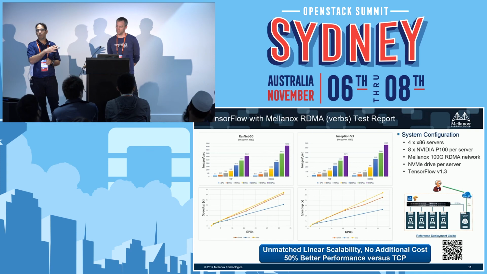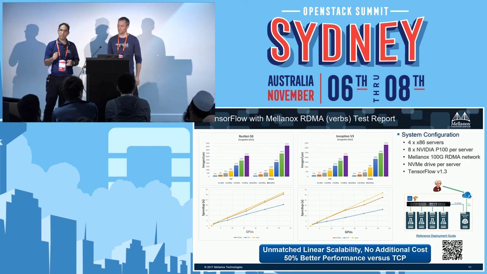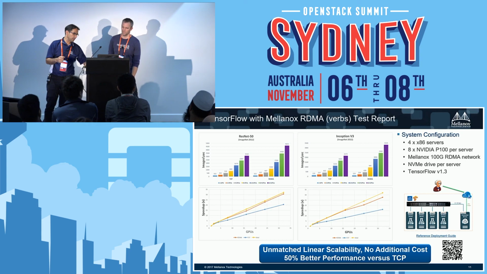Those machines are very expensive. The system here that you see is the reference architecture. You can find it on the web. Every server has 8 GPUs. 4 servers like that cost about $250,000. So getting 50% more just by using advanced networking is very significant.